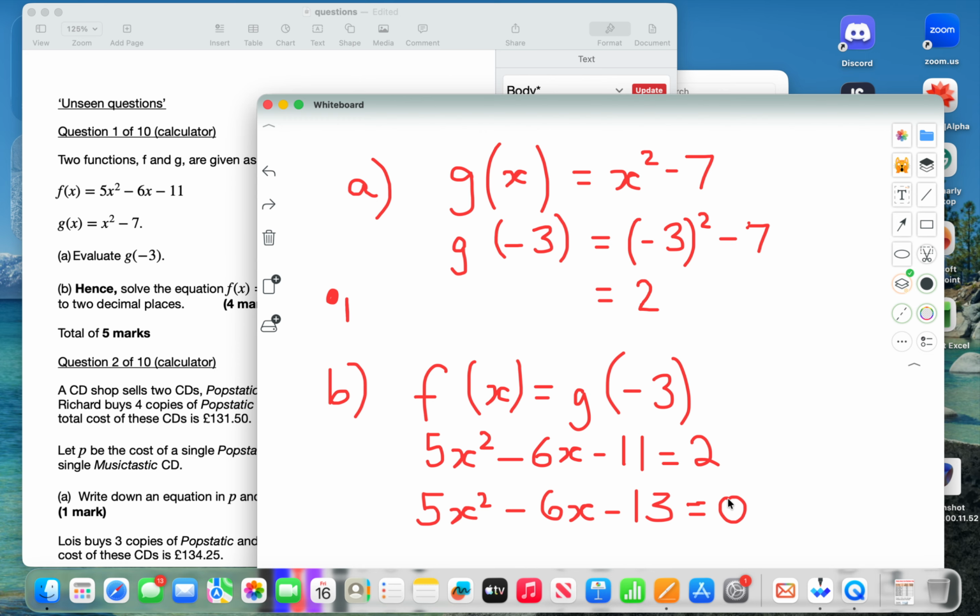It's at this point that I would give mark number 2. When I say mark number 2, I mean the first of the 4 marks available in section B, but the first mark is in A. The first mark of B is this number 2.